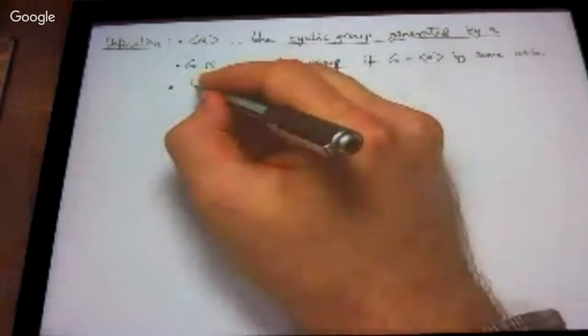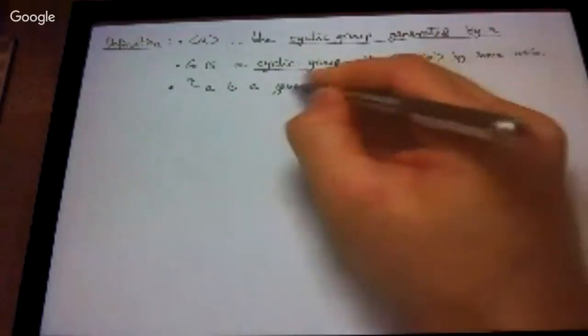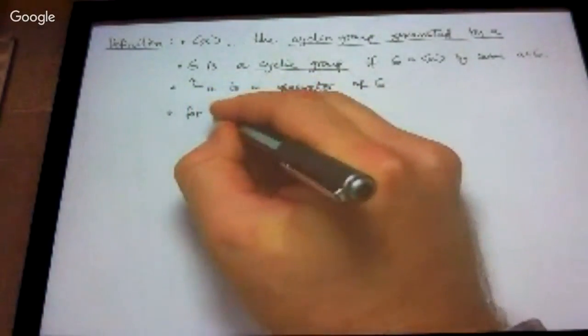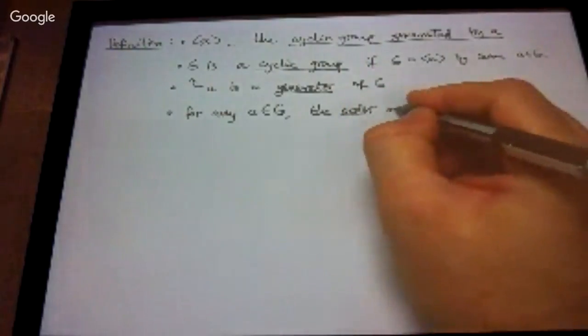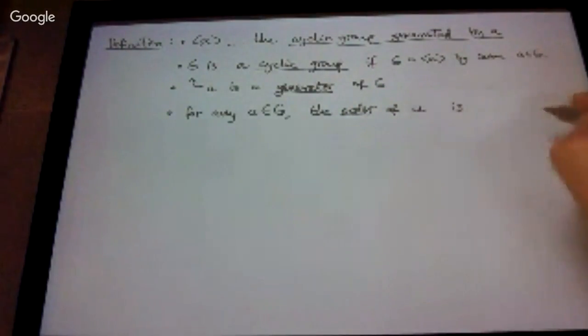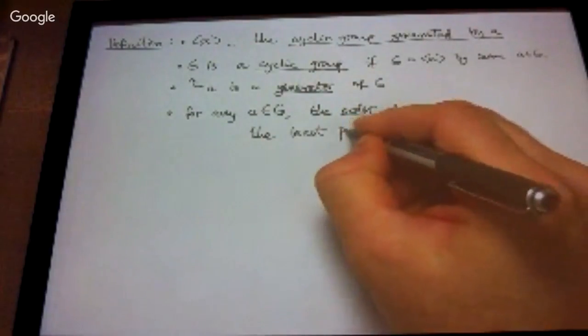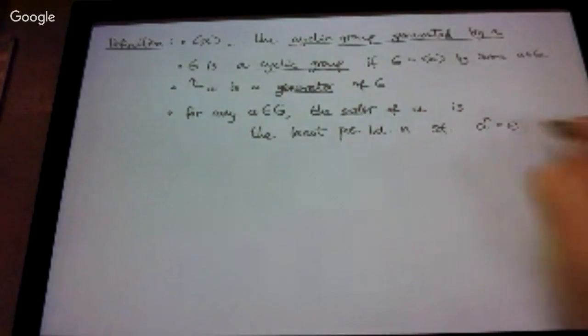So in this case, A is a generator of G. So if you get an exercise, find all the generators of Z8. Okay, easy exercise. And for any group and any element A of the group, the order of A is the smallest positive integer n such that when you do A n times, you get the identity.